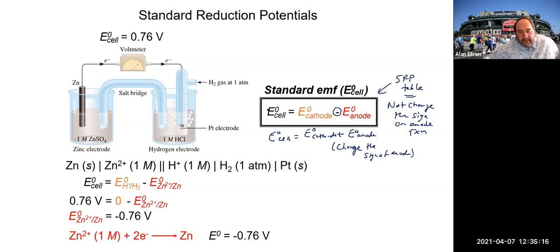So let's look at how we could use this equation here. We hook up a cell like zinc and hydrogen. Again, the zinc being our anode, the hydrogen being our cathode. It has a cell voltage of 0.76 volts. Putting that into our E of the cell, which would be 0.76, and obviously, in this case, our cathode is 0, gives us an SRP value for zinc of negative 0.76.